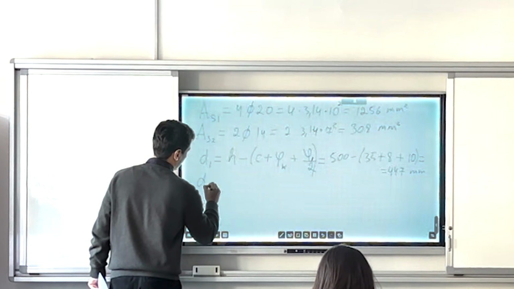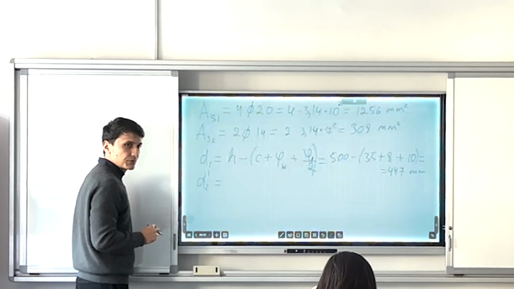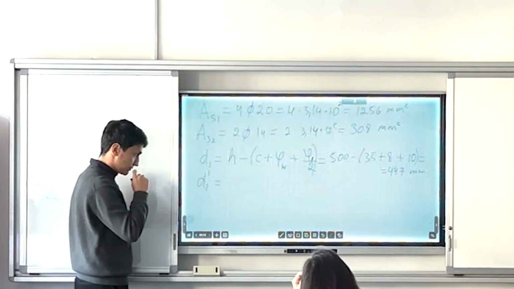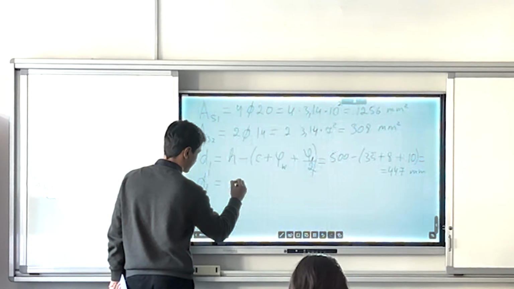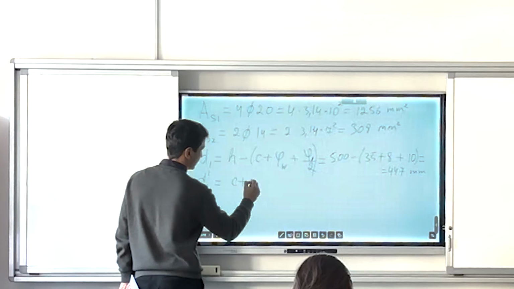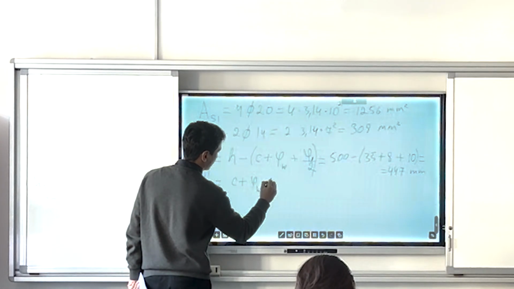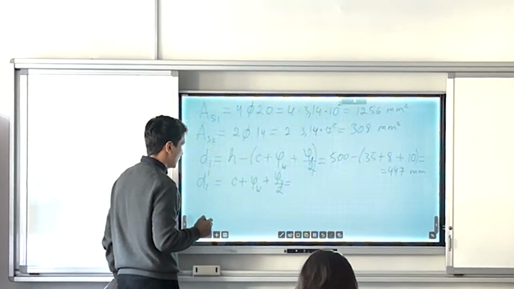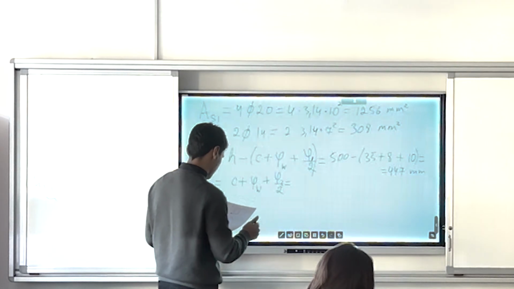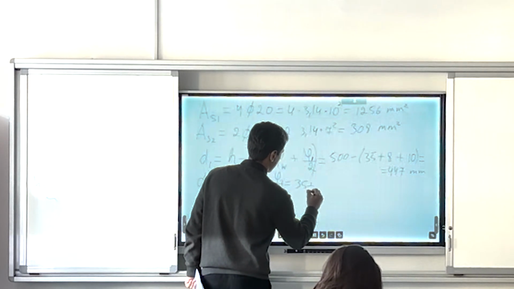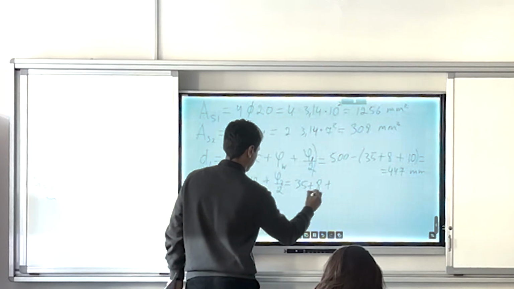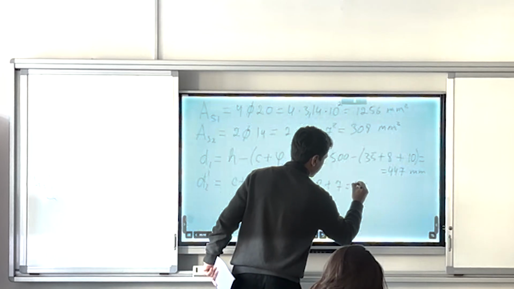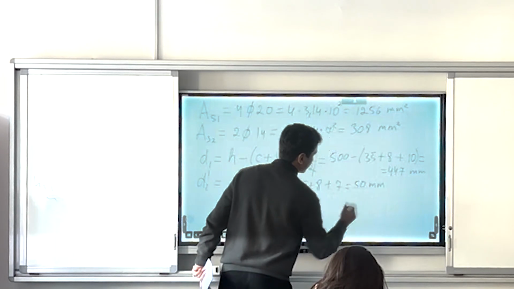D2 prime is the distance from the top fiber to the center of the top reinforcement. So this is C plus phi W plus phi 2 over 2. Am I right? So we have 35 plus 8 plus 7, which is 50 millimeters.